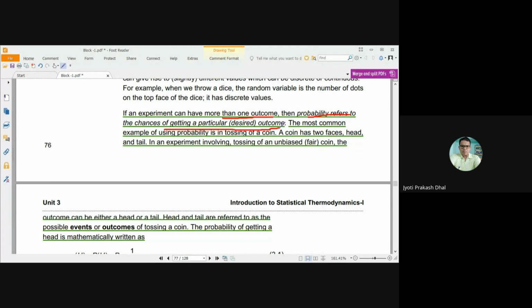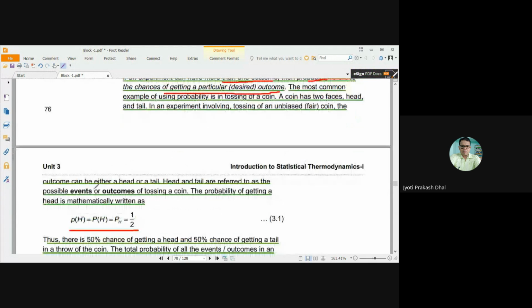The most common example using probability is tossing a coin. A coin has two faces, head and tail. In an experiment involving tossing an unbiased coin, the outcome can be either a head or a tail. So head and tail are the possible events or possible outcomes of tossing a coin.